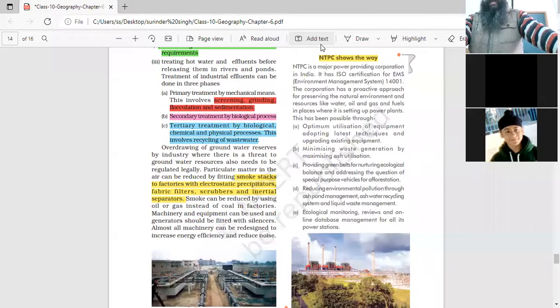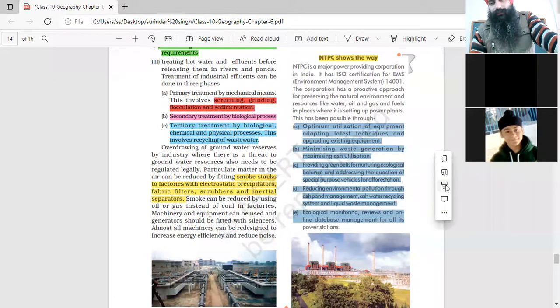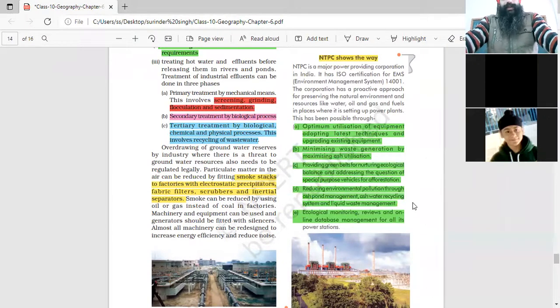First, minimizing waste generation by maximizing ash utilization. Second, ecological monitoring, reviews, and online database management for all its power stations. Third, optimum utilization of equipment, adopting the latest technologies and upgrading the existing equipment. Fourth, reducing environmental pollution through ash pond management, ash water recycling system, and liquid waste management. And fifth, providing green belts for nurturing the ecological balance and addressing special purpose vehicles for afforestation.